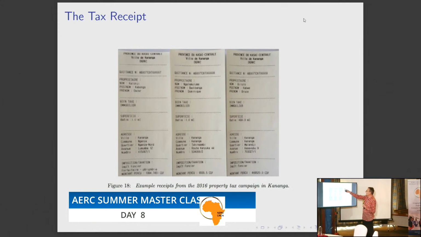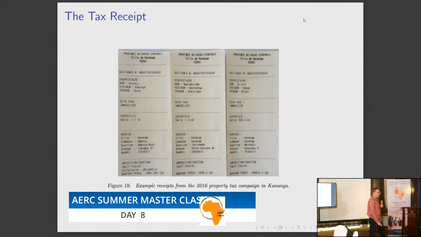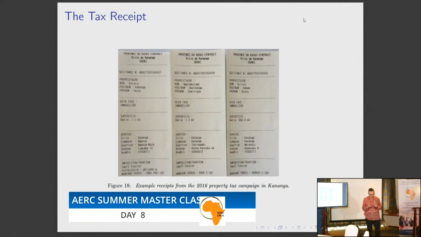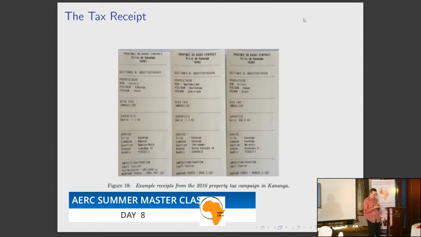Province of Kasai Central, the city of Kananga, here's whatever it is, and here's whatever you paid in Congolese francs. This is about $2. There's about 1,000 Congolese francs to $1. So that's what you got. They had these machines which the governor bought, and then he handed a property tax receipt.